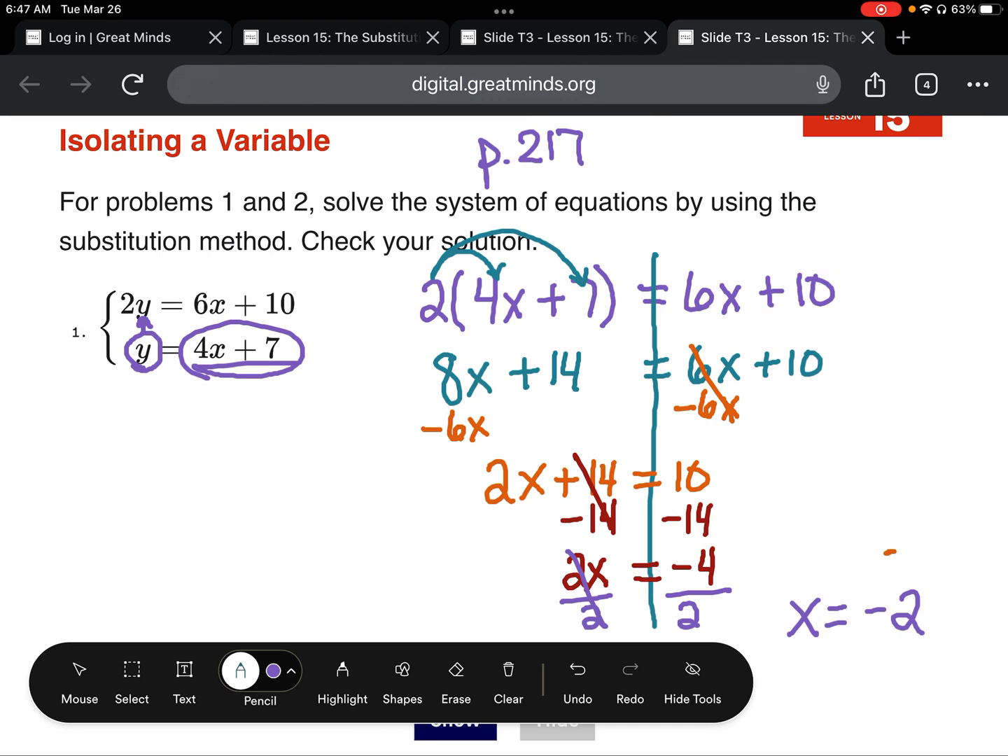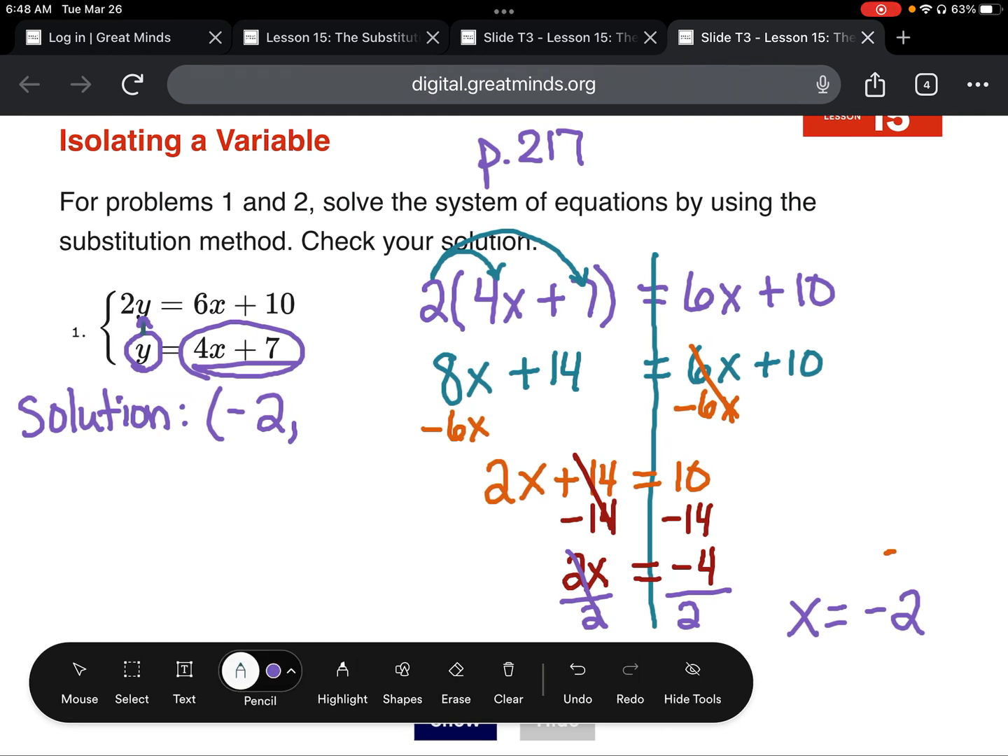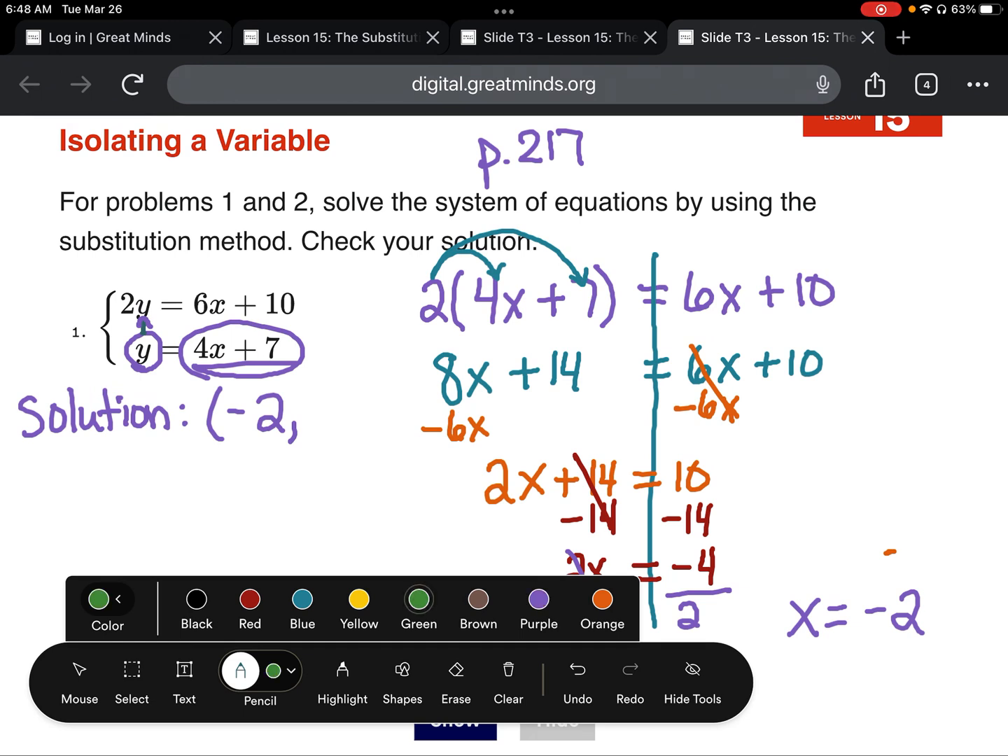Keeping in mind, our solution is a point. So far, I only have the x coordinate. So I need to determine what the y is. So into either one of these equations, I'm going to put my value for x. So it doesn't matter which equation you choose. I'm going to choose the bottom equation just because I don't have to do any extra math. It's just already going to tell me what y equals.